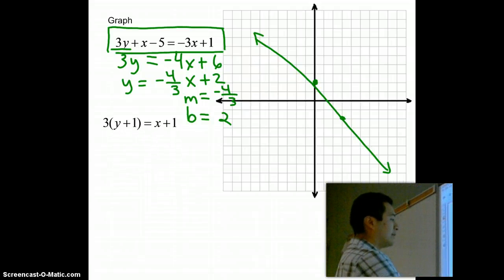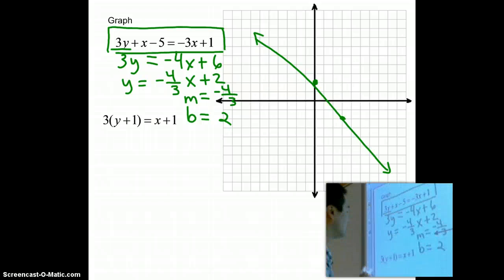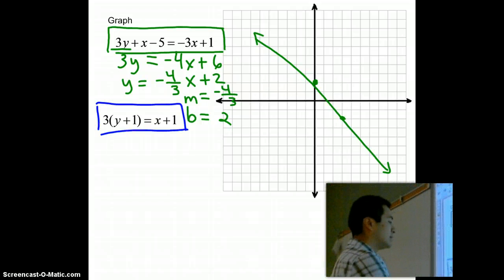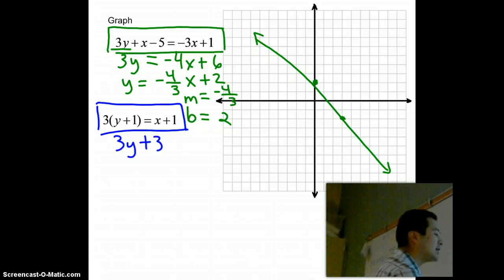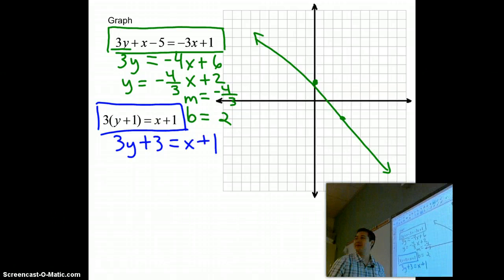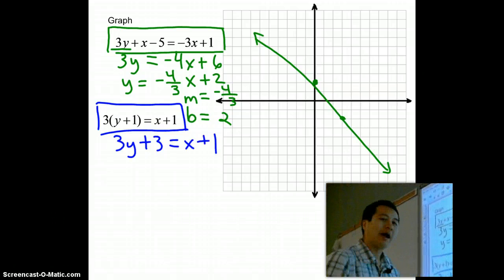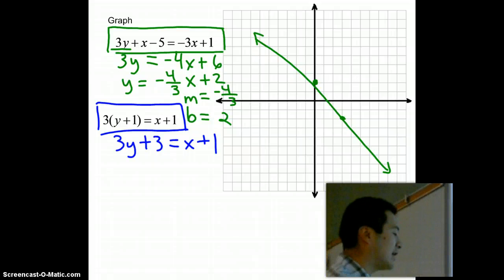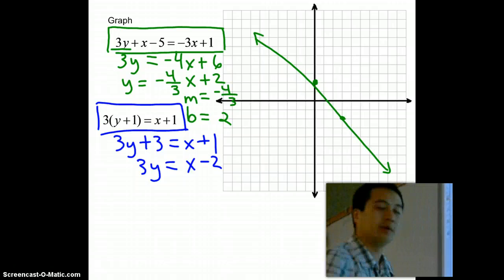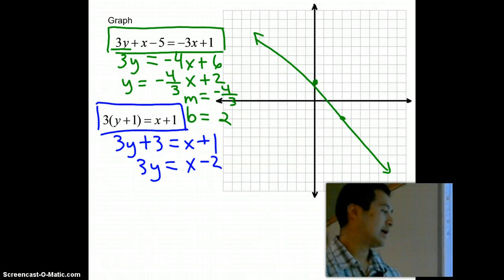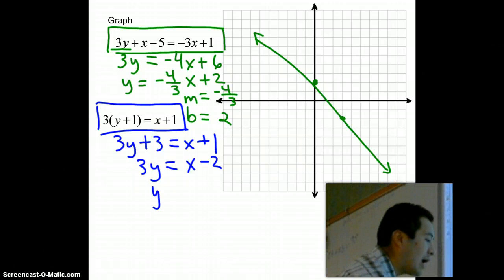Let's graph this one right here. I'm going to graph this one in blue. First of all, I'm going to distribute. It becomes 3y plus 3 equals x plus 1. Solve for y. Get y by itself, moving everything else to the other side. That would be 3y equals x minus 2. Divide by 3. Y equals.